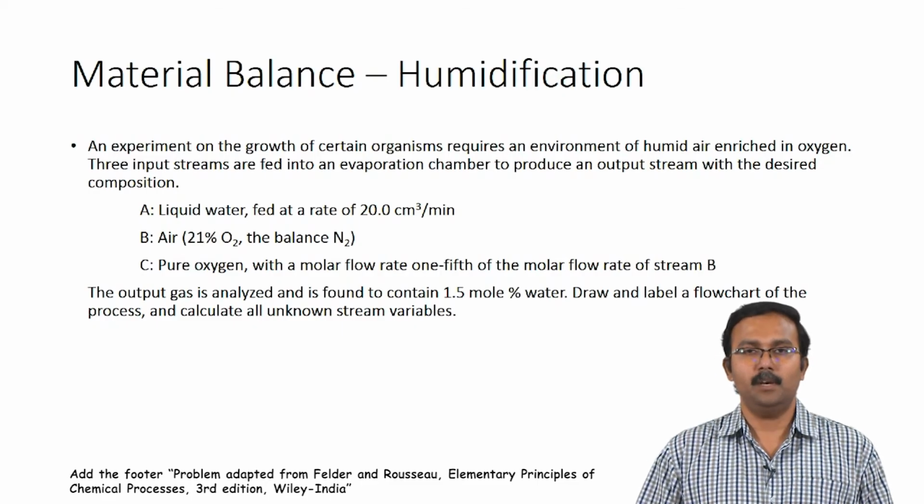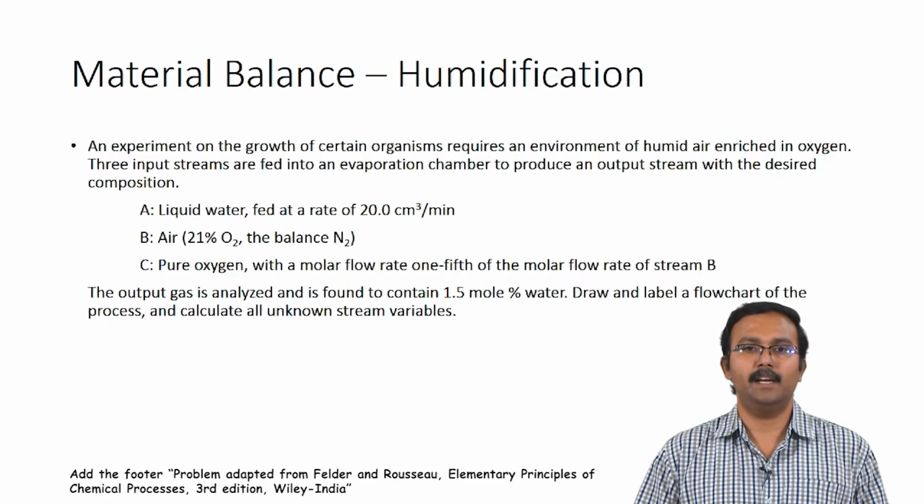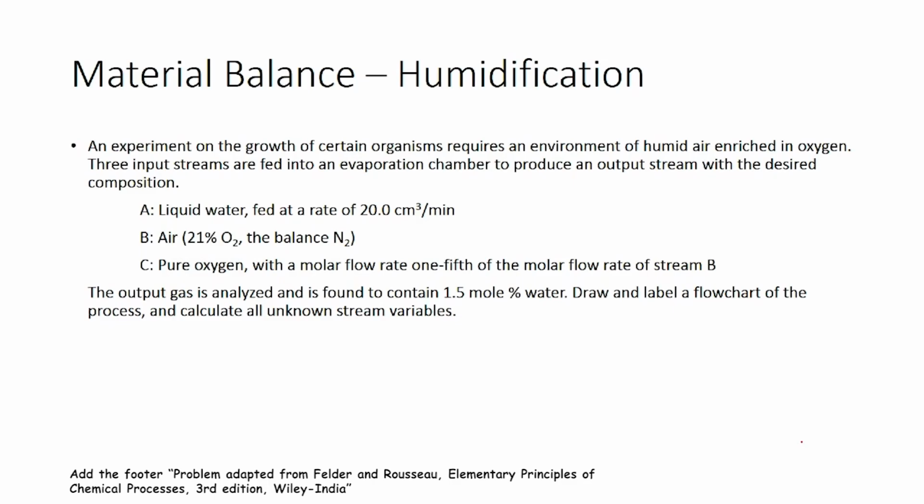You are asked to first draw and label the flow chart for the process and calculate all the unknown stream variables. So, let us now first start with identifying the basis for this problem. So, the basis for this problem would be all the flow rates that have been given. So, specifically we have the flow rate for stream A which is liquid water and it is given as 20 centimeter cube per minute. So, we will assume the basis as given flow rates.